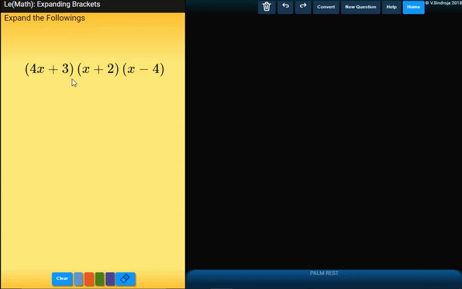So when you've got three brackets or more, what you should do is multiply two at a time. You can multiply any two of these brackets in any order. Multiplication works in any particular order. You don't have to multiply this one with this one. You can multiply this one with the last one first, or the middle one with the last one, or the middle one with the first one.